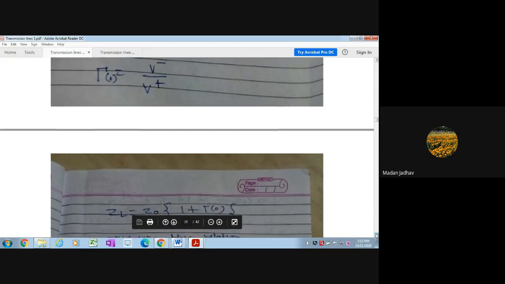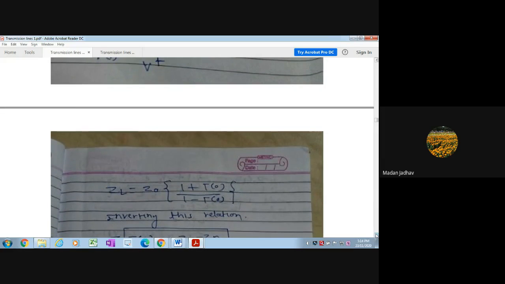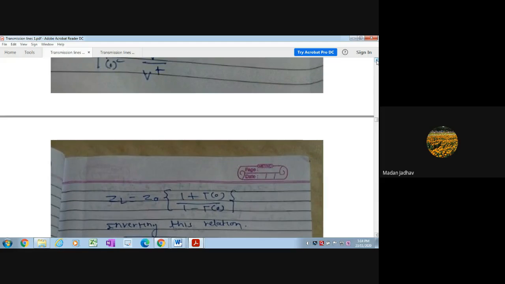And when the reflection coefficient is 1, it means that the total power is reflected back to the source, and when the reflection coefficient is between 0 and 1, it means some part of the power is reflected back and some part of the power is absorbed by the load. Suppose the reflection coefficient is 0.5, it means that 50% of the power is reflected back and 50% of the power is absorbed by the load.